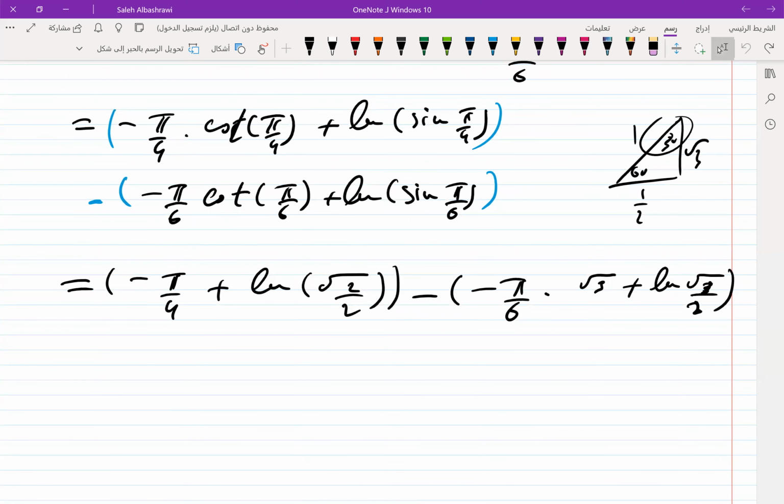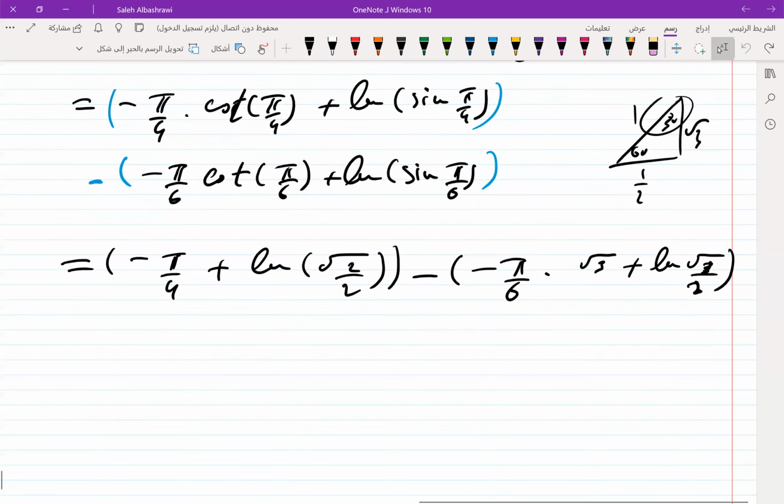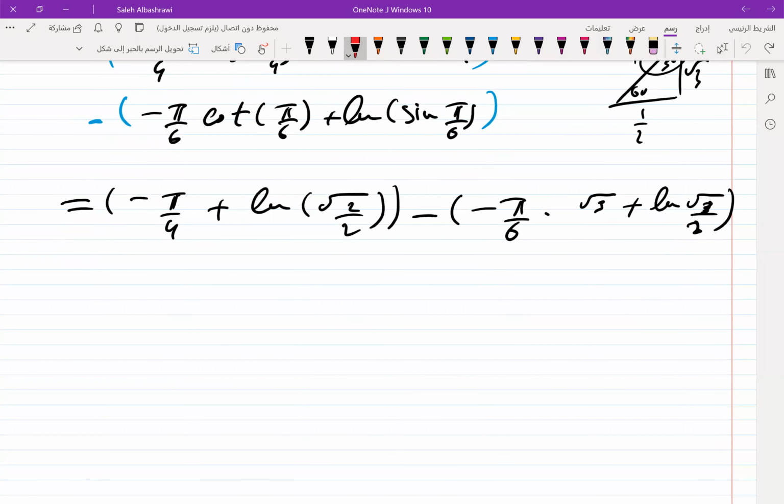Use the calculator to find the value for this integration. This is the idea of this problem. Let me take one more problem, number 3.